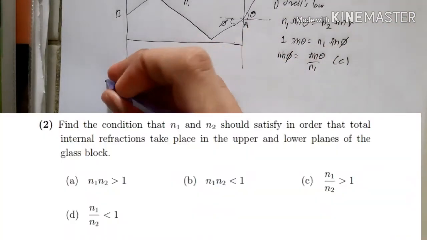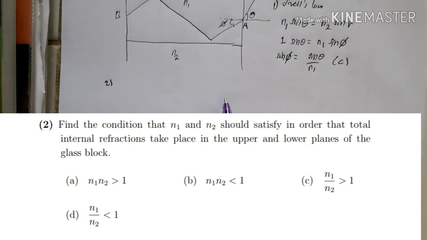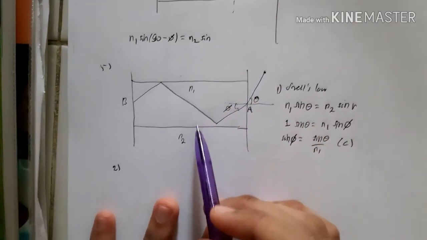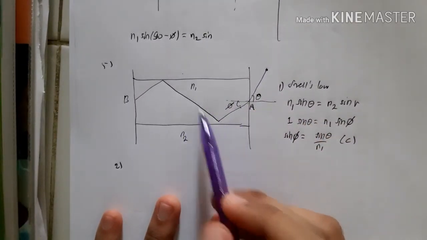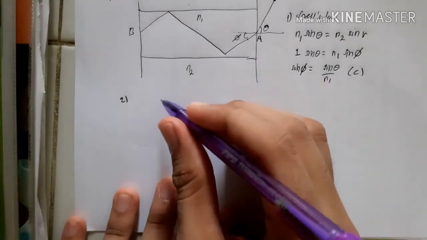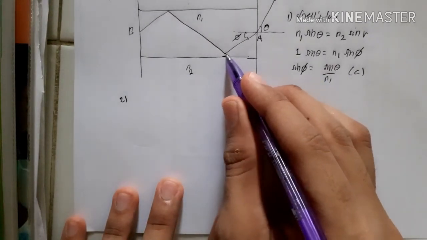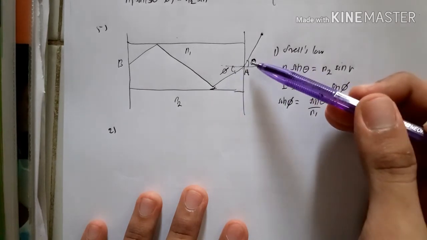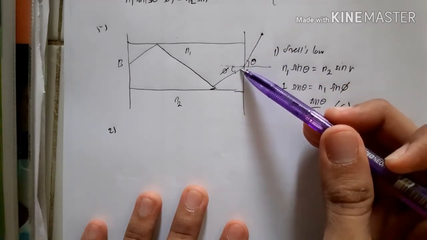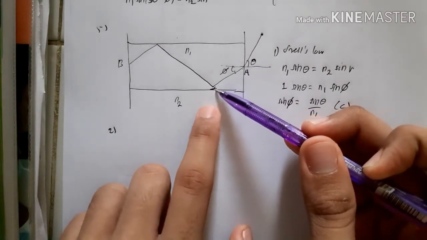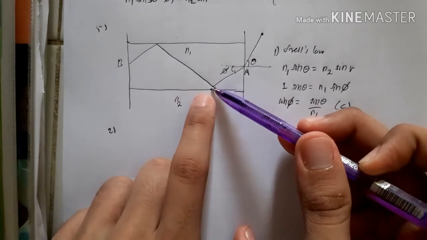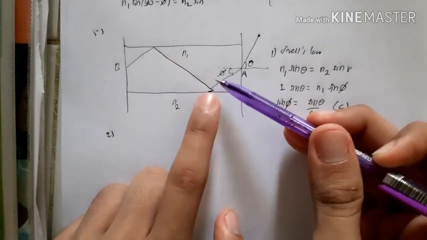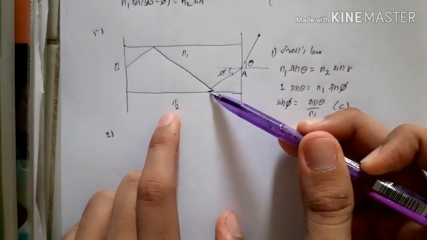Now for number 2, find the condition that n1 and n2 should satisfy in order that total internal reflection takes place at the upper and lower planes of the glass block. They ask what the relation between n1 and n2 is so that internal reflection of this light can occur. When you have total internal reflection, this is the difference: the light coming from the vacuum into the glass block is refracted, but the light from inside the rectangular glass block going toward the lower part is not refracted, but internally reflected. So there is no refracted light coming out here.